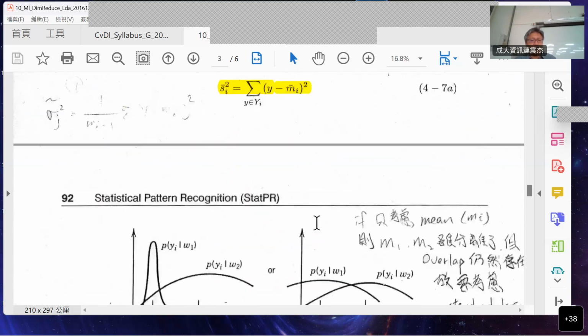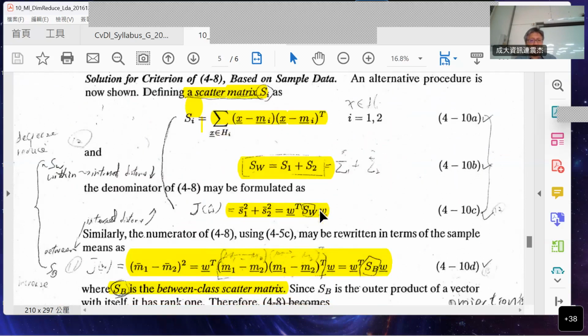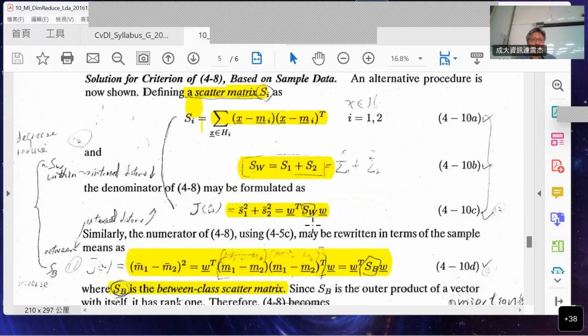And this equation, the same, will be this one. SB is what we call between two mean values. SB means between mean value. So what's SB? They define SB is here. This is a low dimension M1 minus M2. Okay.